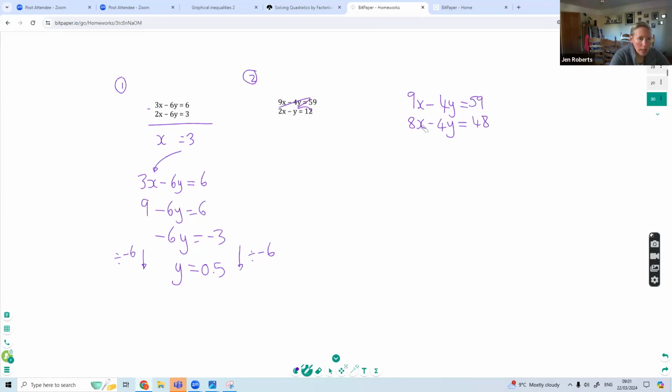Okay, so 9x take away 8x is 1x. Minus 4 take away minus 4 is 0. 59 take away 48 is 11. x is 11. Let me substitute that back in this top equation.